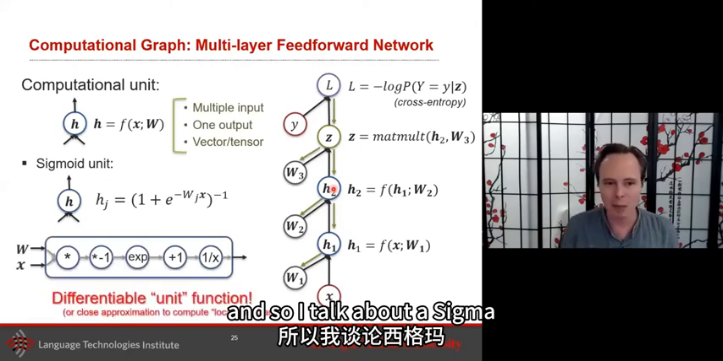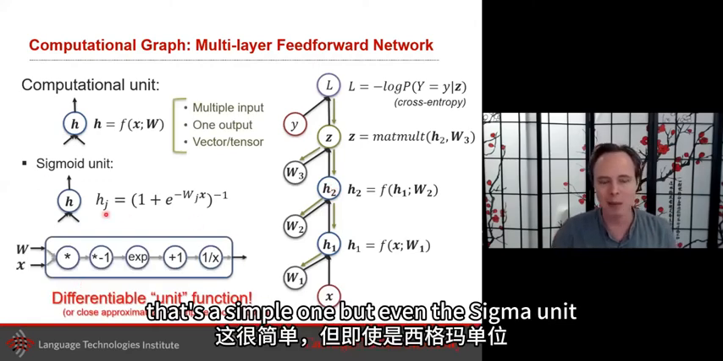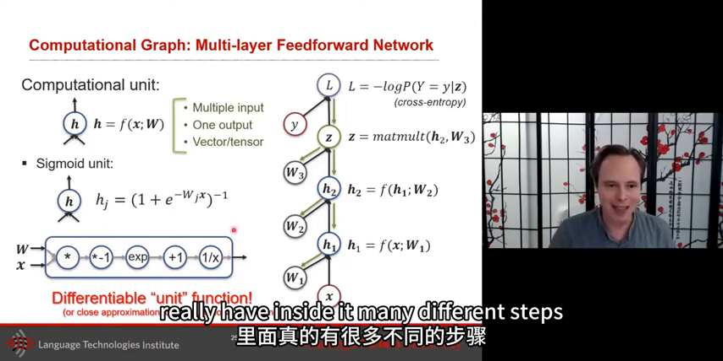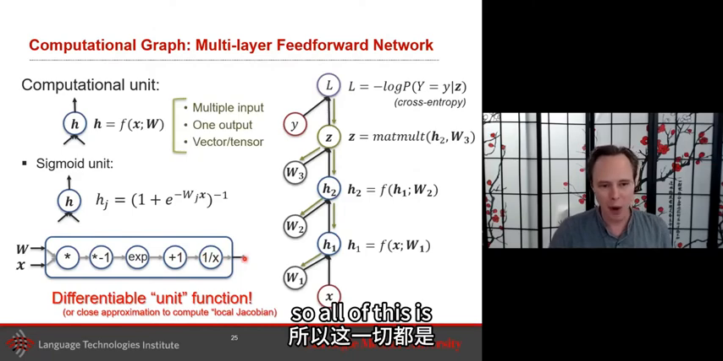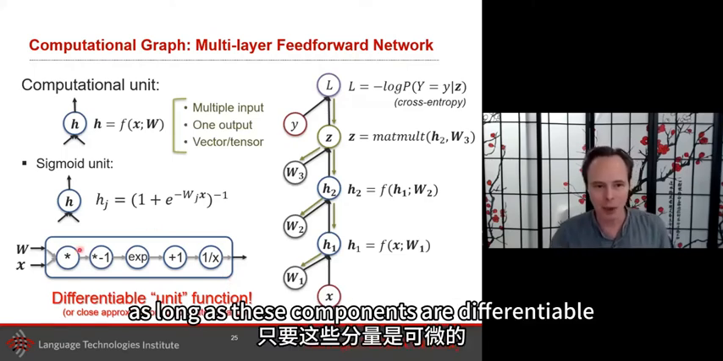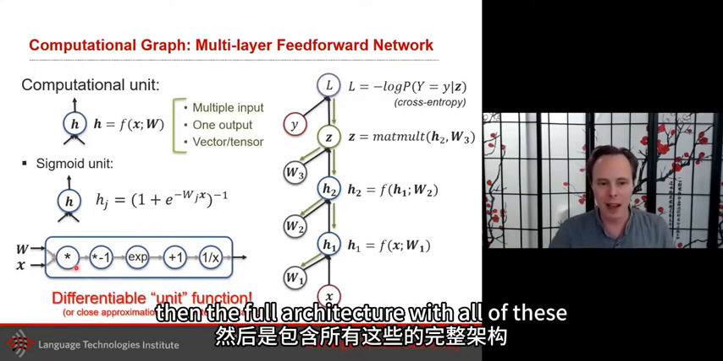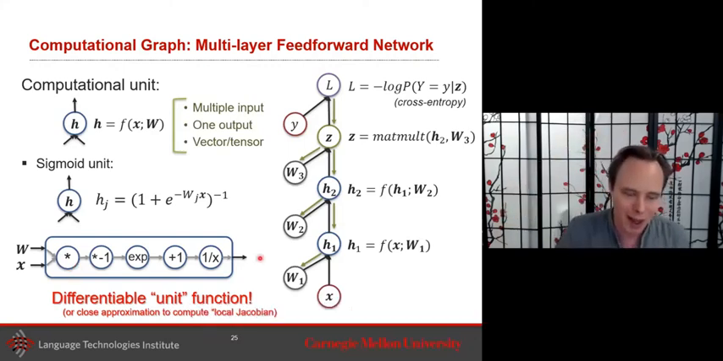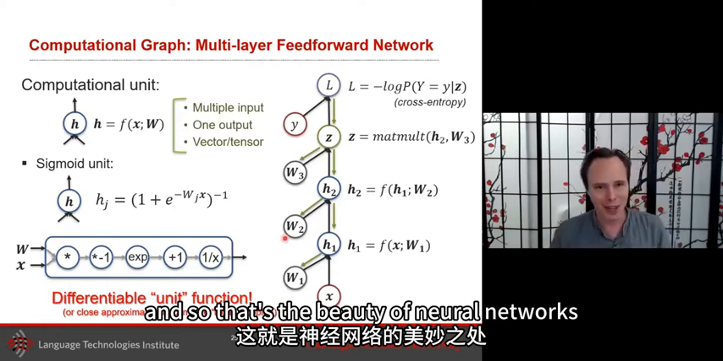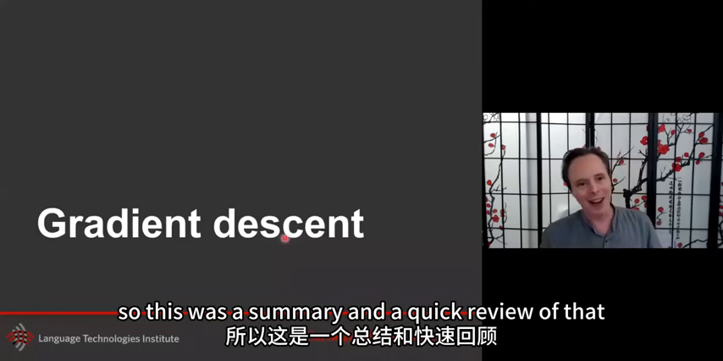And so I talked about a sigmoid, that's a simple one, but even a sigmoid unit really has inside it many different steps. Like there's divide, there's adding, exponent. But the nice thing is, as long as these components are differentiable, then the full architecture with all of these differentiable components will also be differentiable. And so that's the beauty of neural networks. So this was a summary and a quick view of that.